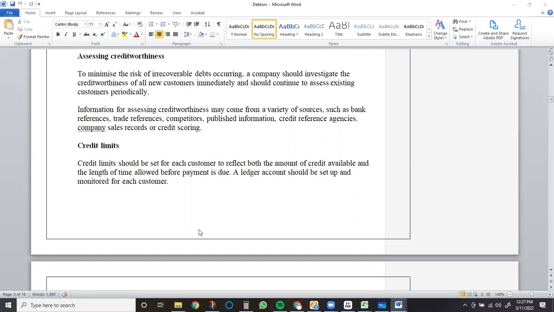So, assessing creditworthiness, okay, information for creditworthiness may come from a variety of sources, such as bank references, trade references, competitors, published information, and so forth. Credit limits. Credit limits should be set for each customer to reflect the amount of credit available and the length of time allowed. A ledger account should be set up and monitored for each customer.